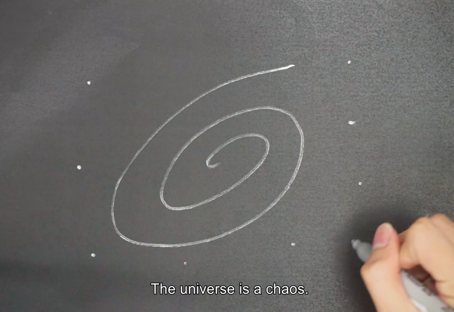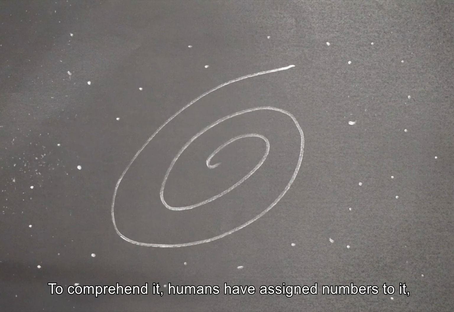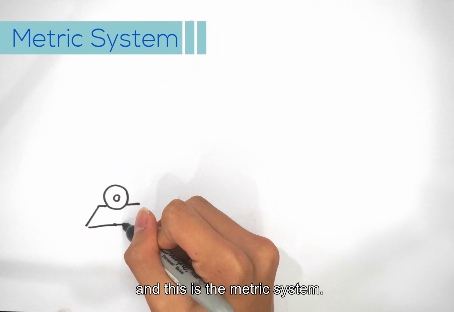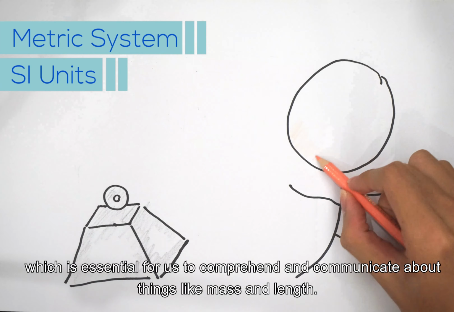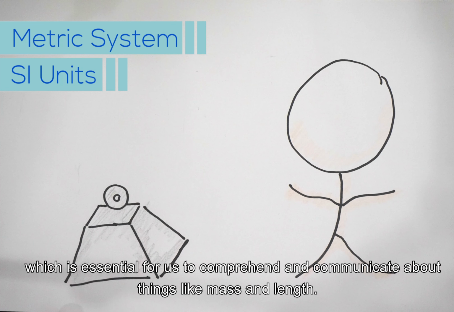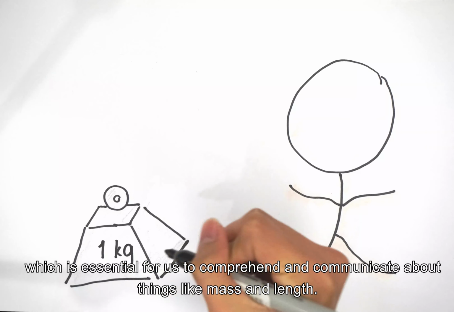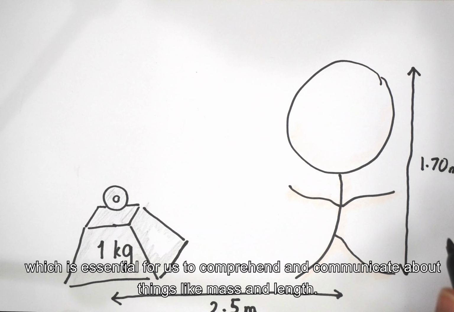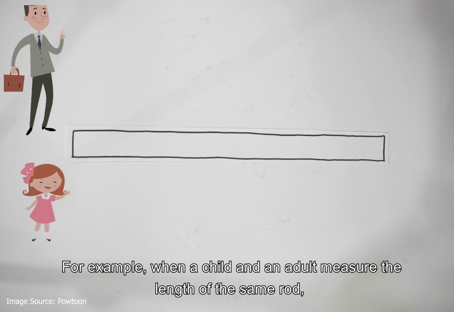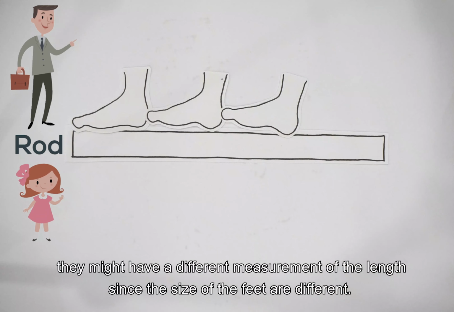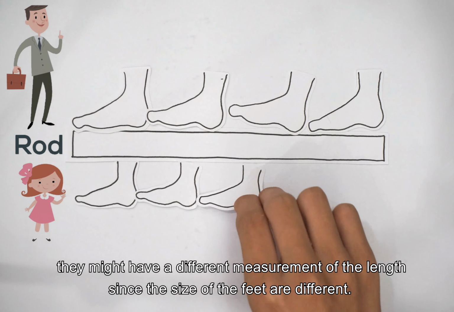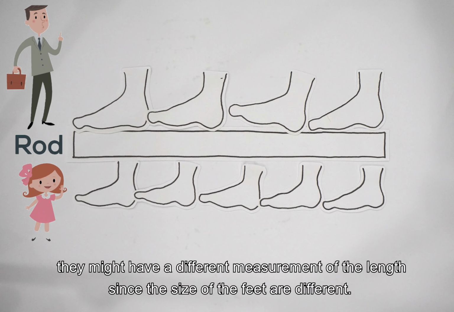The universe is a chaos. To comprehend it, humans have assigned numbers to it, and this is the metric system. In this metric system, we have SI units, which is essential for us to comprehend and communicate about things like mass and length. For example, when a child and an adult measure the length of the same rock using their feet, they might have a different measurement of the length since the size of the feet are different.